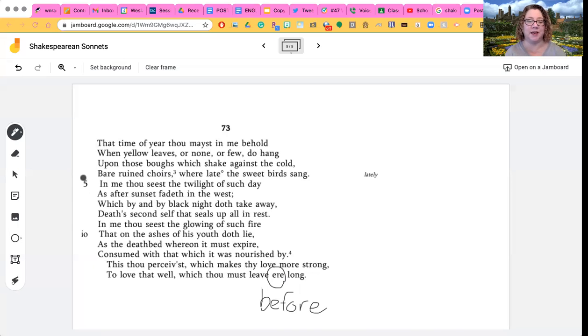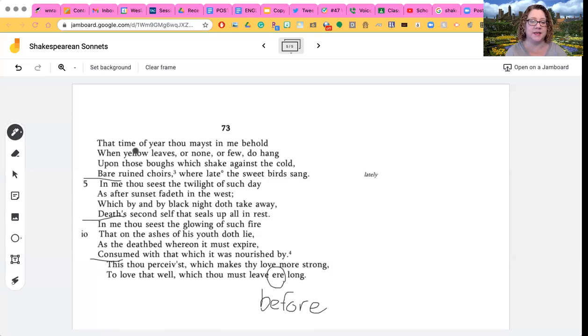Okay, so this one, same kind of idea, right? Time is ticking. Death is coming. It's almost the end. And then that final couplet is the idea that there's something that can remain. In this case, it's not the poetry, though.